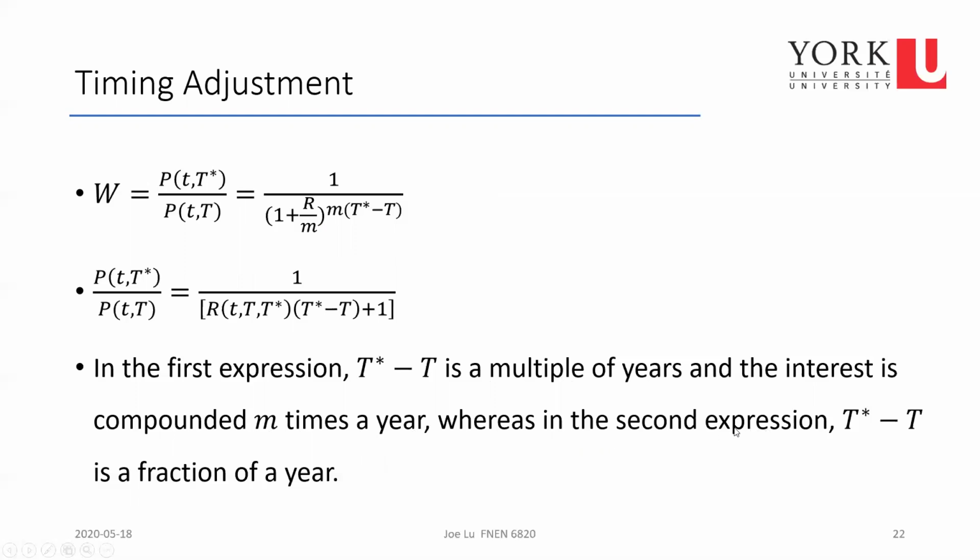So in the second expression, T star minus T is a fraction of a year. I mean, if we are looking at 3 months, then it's really this. But here, we're looking at this expressed in terms of years rather than in terms of a fraction of a year. Okay, just a different way of re-expressing the time scale.